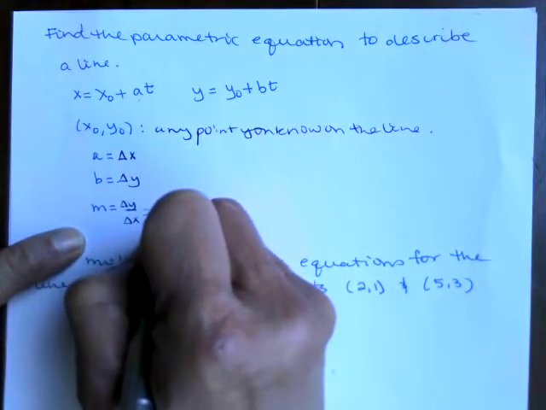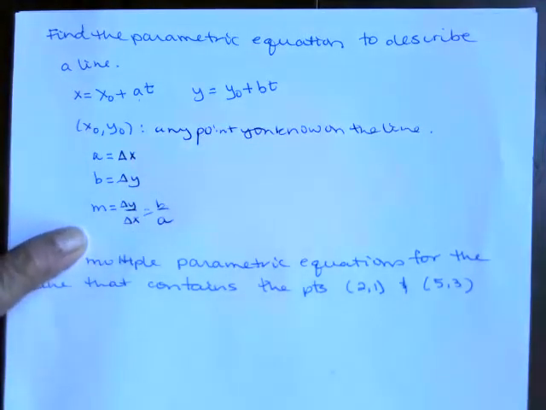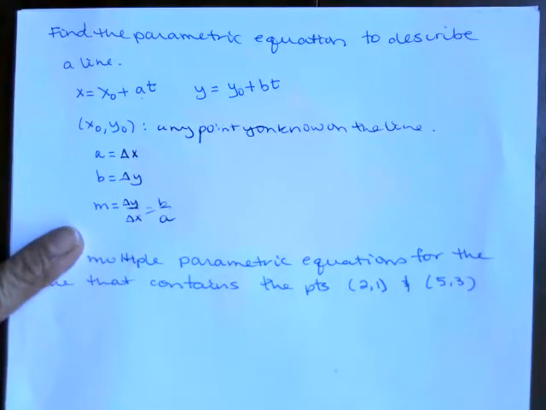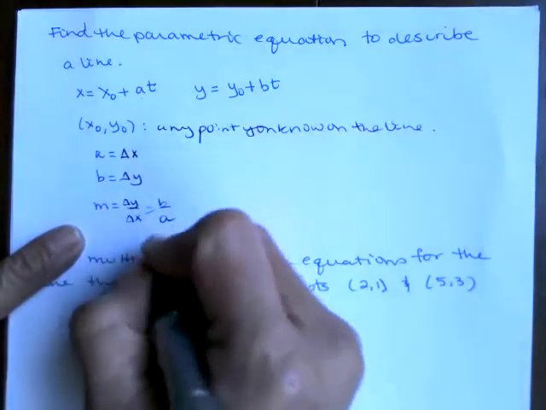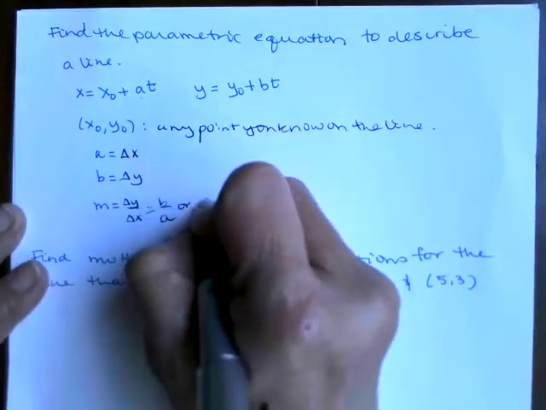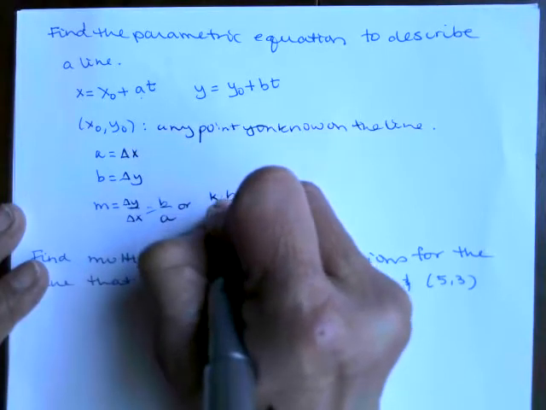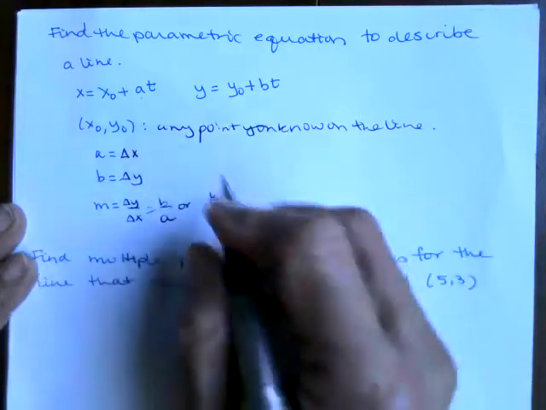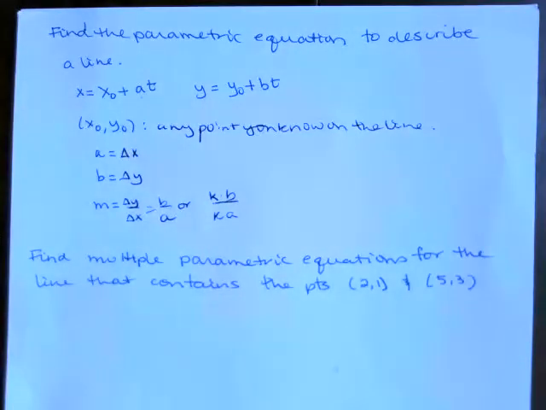So b over a. And now here's where you can have multiple different ways to parameterize a line. So it's b over a, or k times b over k times a. Any multiple, as long as you multiply the top and the bottom by the same value. So you can change that slope to go faster or slower, but you want to keep that ratio between delta y and delta x the same.